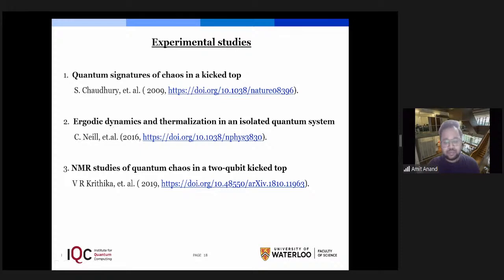In this one, it was done with 3 qubits, and they studied the ergodic dynamics and the thermalization in this chaotic model. The other experiment was done by Krithika et al. This was done using the NMR qubit architecture, with 2 qubits. In all the experiments, they had shown that even in a deep quantum regime, you can have a signature of the classical phase space or classical chaos.